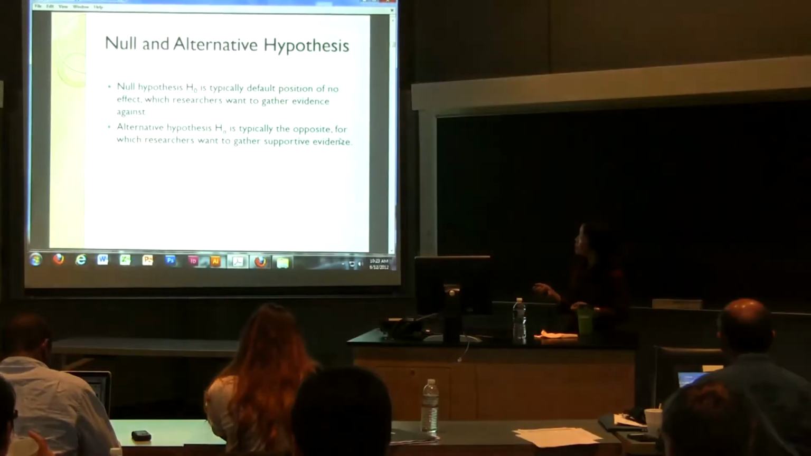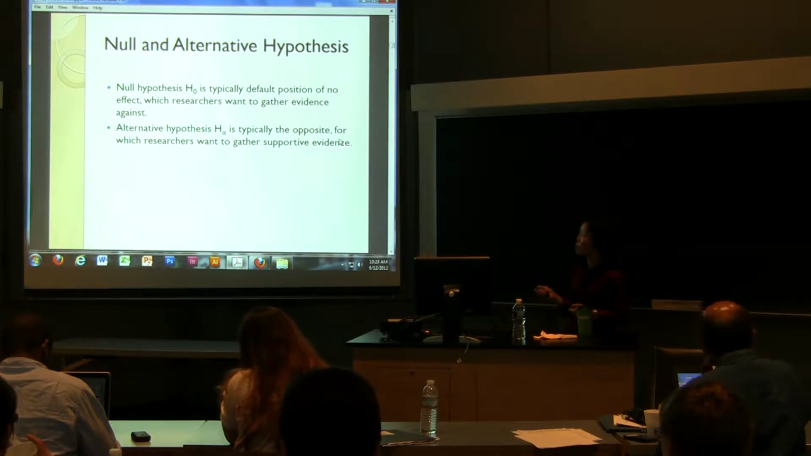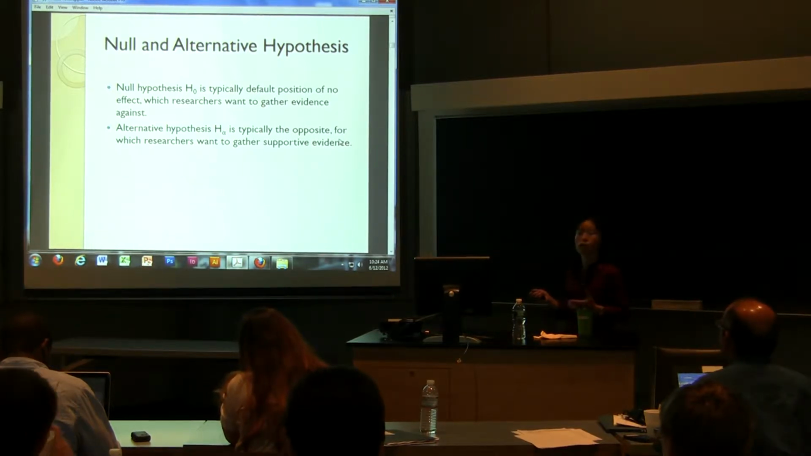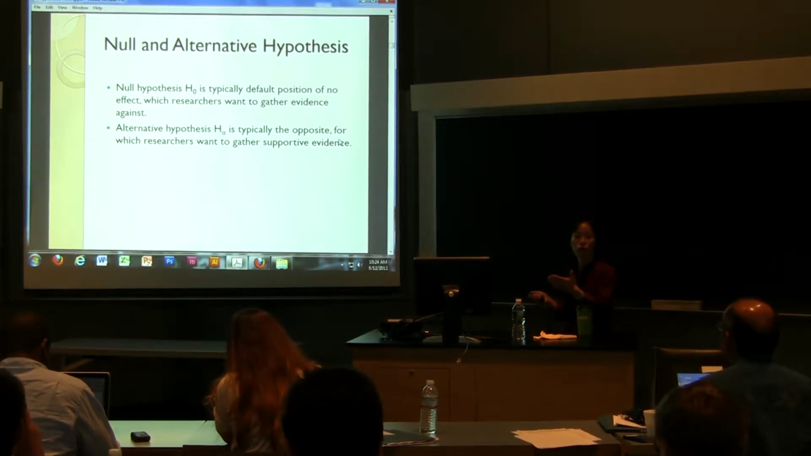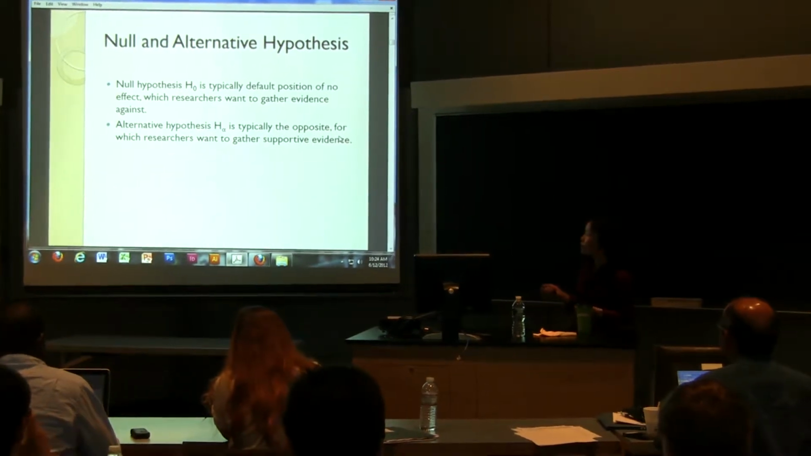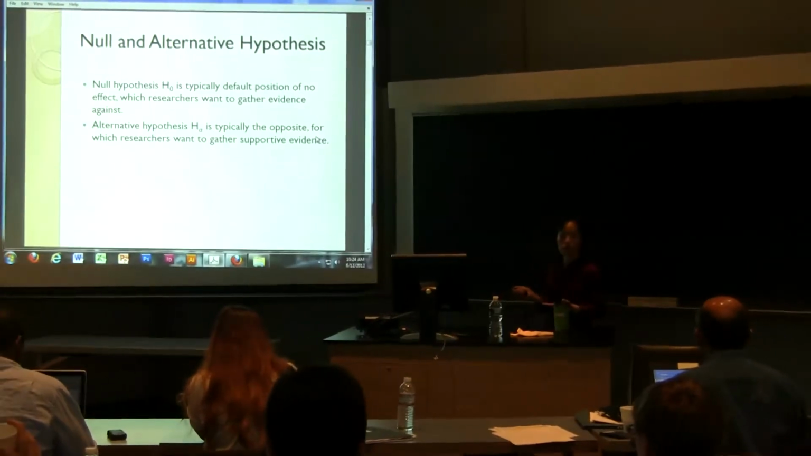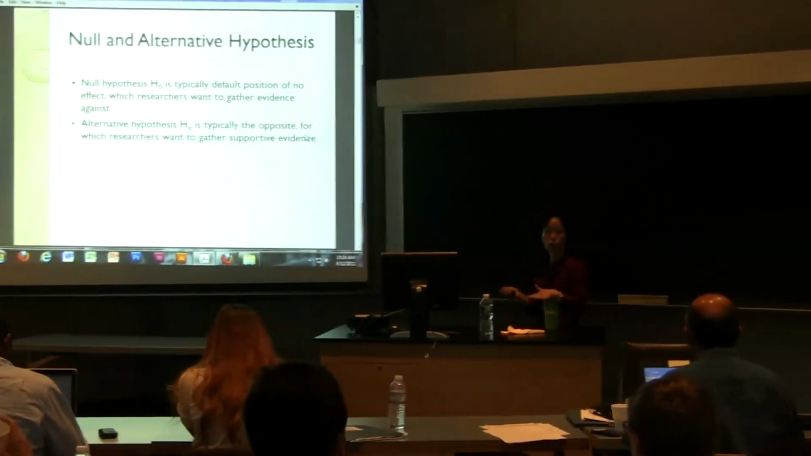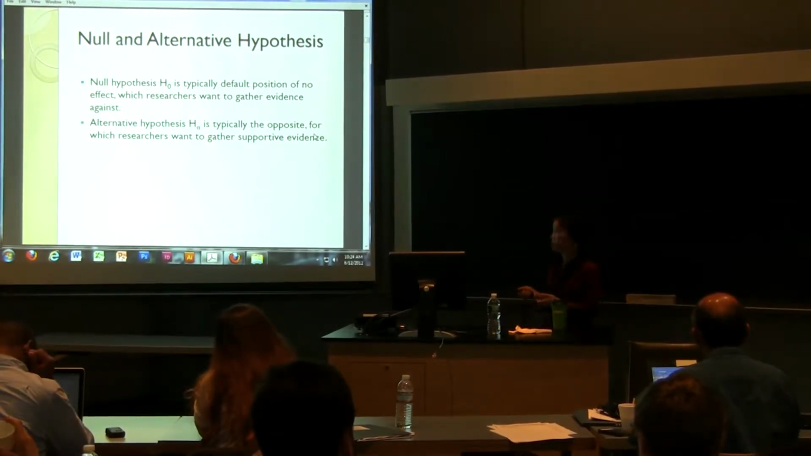The null and the alternative hypothesis. In general, the null hypothesis is typically the default position. That means no difference between two groups or no effect of the treatment of interest. The alternative hypothesis is typically the opposite. That means there is a difference between two groups or multiple groups, or there is an effect of treatment.